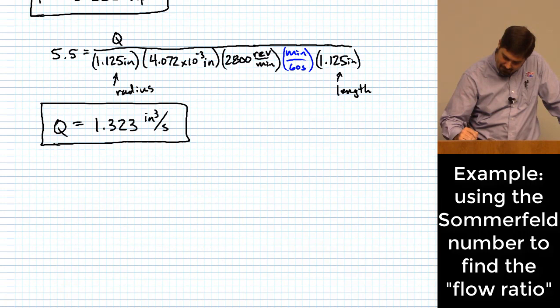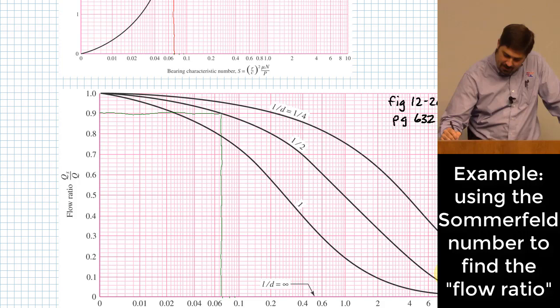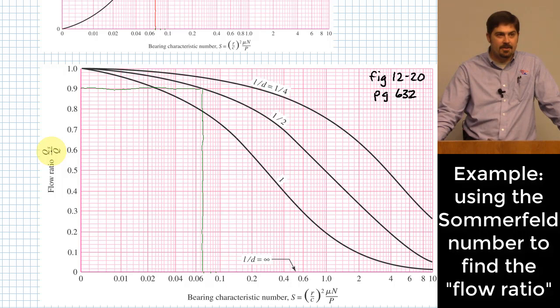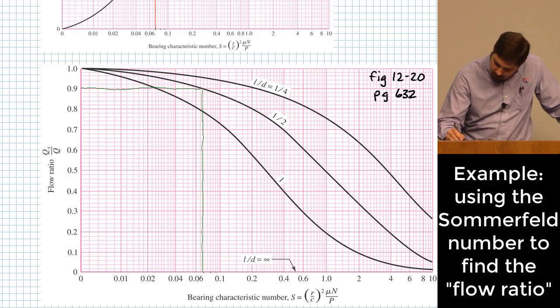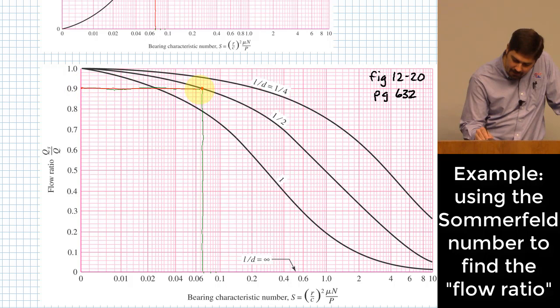Okay. There's a chart for that too. Down here I have the flow ratio chart. And this one's actually pretty simple to use, because all it tells you is how much flow will you have out the side relative to how much flow you have going around and around. So again, we find our bearing characteristic number. It looks like I actually already had it drawn on here. That takes us right up to this point, and it ends up giving you a 0.9.